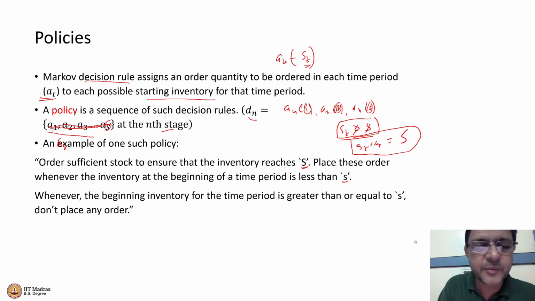So this is obviously a stationary policy, very stationary policy, doesn't depend on time. It only says keep looking at your beginning inventory. Whenever beginning inventory is less than small s, place the order. Whenever the beginning inventory is more than s, don't place the order.